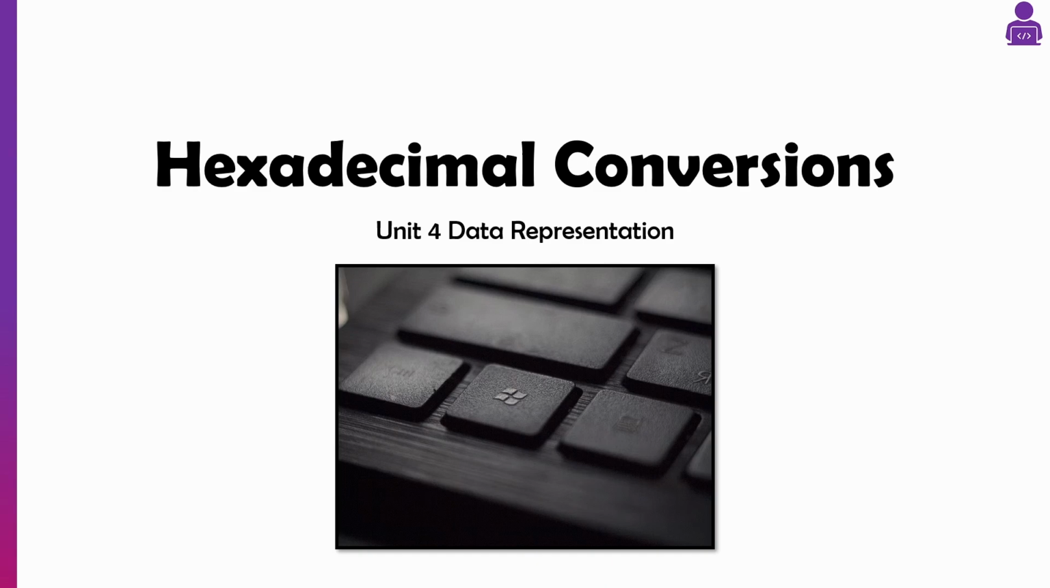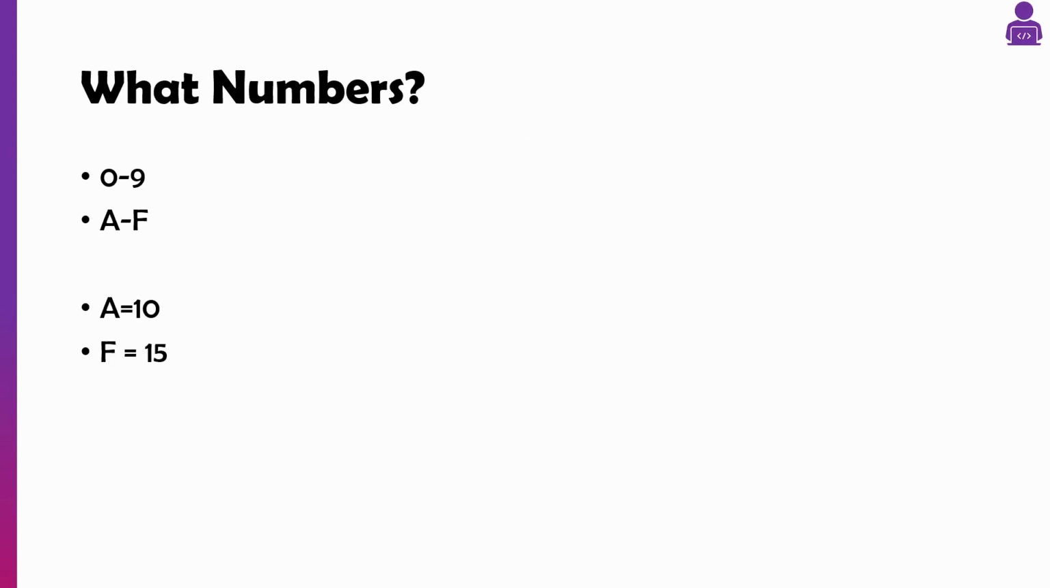It's usually used in things like HTML colors, it's used in error codes, that kind of thing, and the whole point of it is that it's a lot shorter, which makes it a lot easier to convert. So what numbers do we use? We've got 0 to 9, they stay the same, and then A is 10, B 11, C 12, and so on, all the way up to F, which is 15.